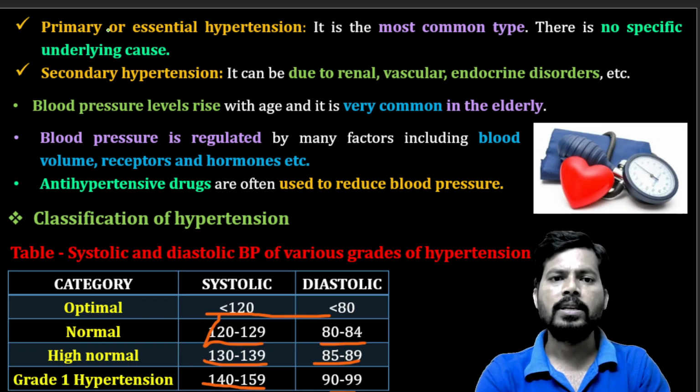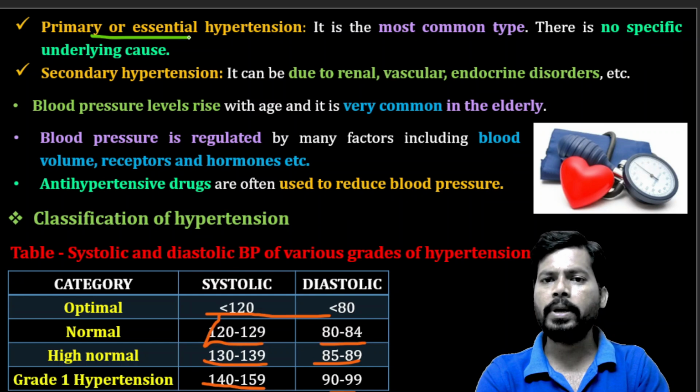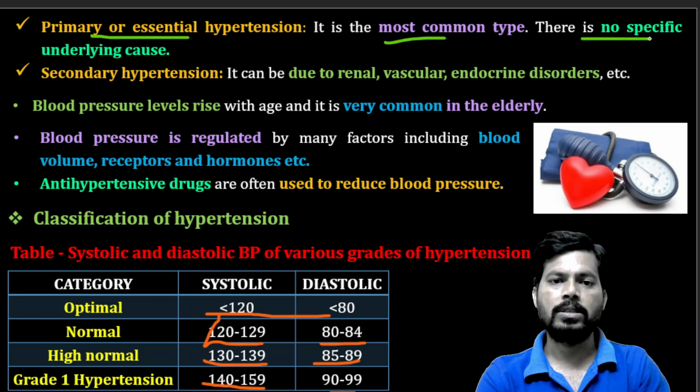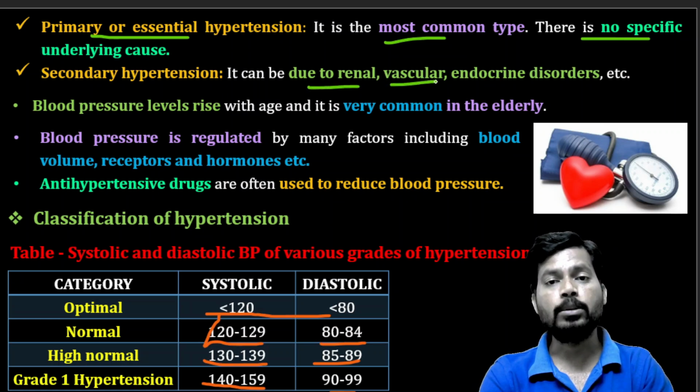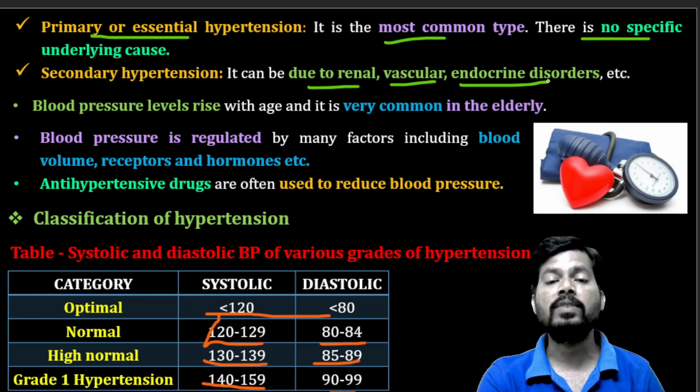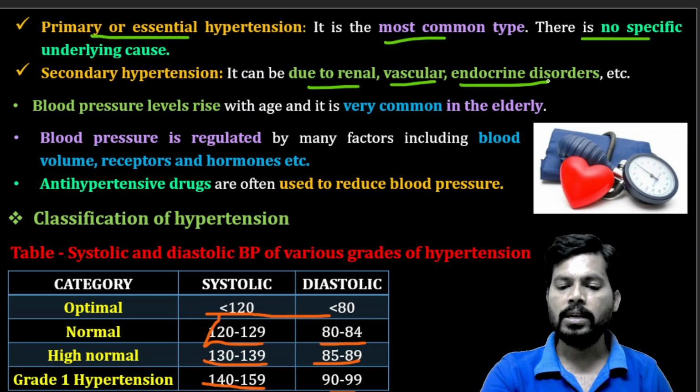types. One is primary or essential hypertension, which is the most common but has no specific cause. We are unable to understand the specific cause of this hypertension. Coming to secondary hypertension, it is known as non-essential, but it is because of renal changes in the kidney, changes in blood vessels, and endocrine disorders related to the endocrine system, vascular as well as renal disorders.